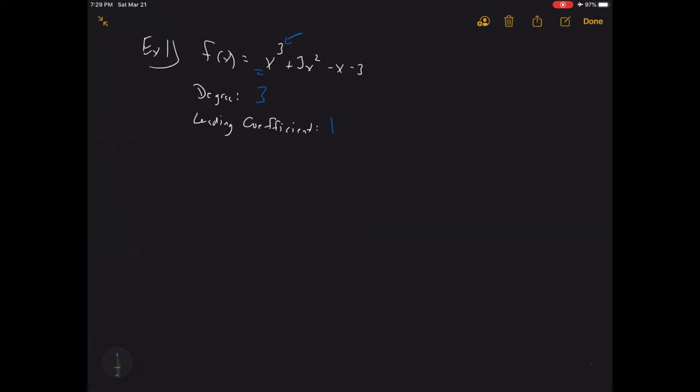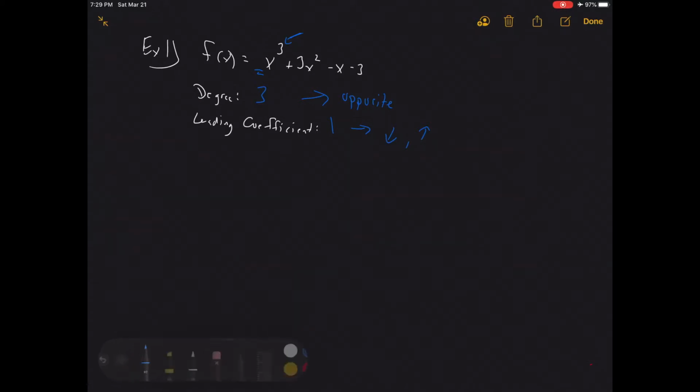So we have a degree of 3 and a leading coefficient of 1, which means the ends are going to go in the opposite direction. And because the leading coefficient is positive, it's going to start down and finish up. Start down and then finish up. So that's how you're going to determine the end behavior of this thing.